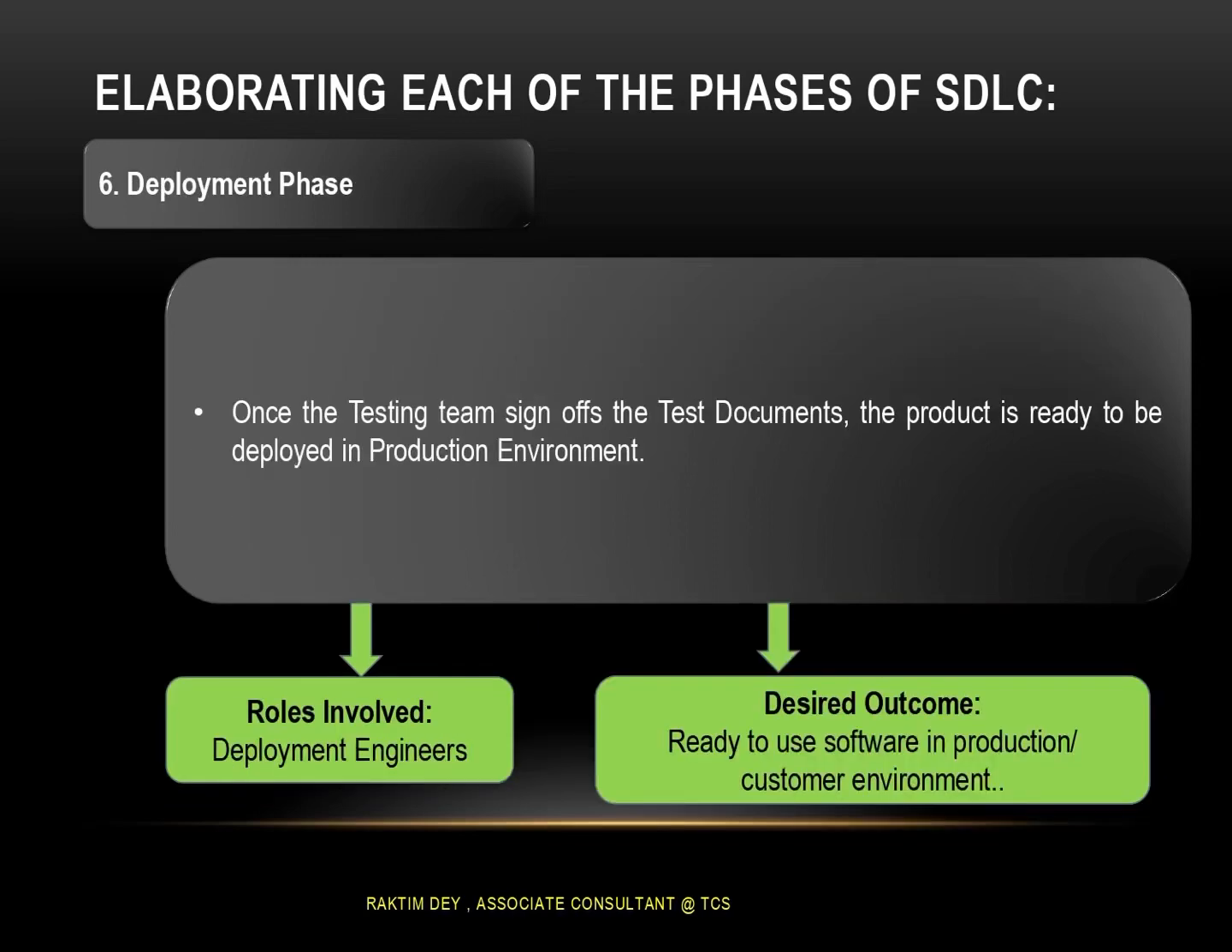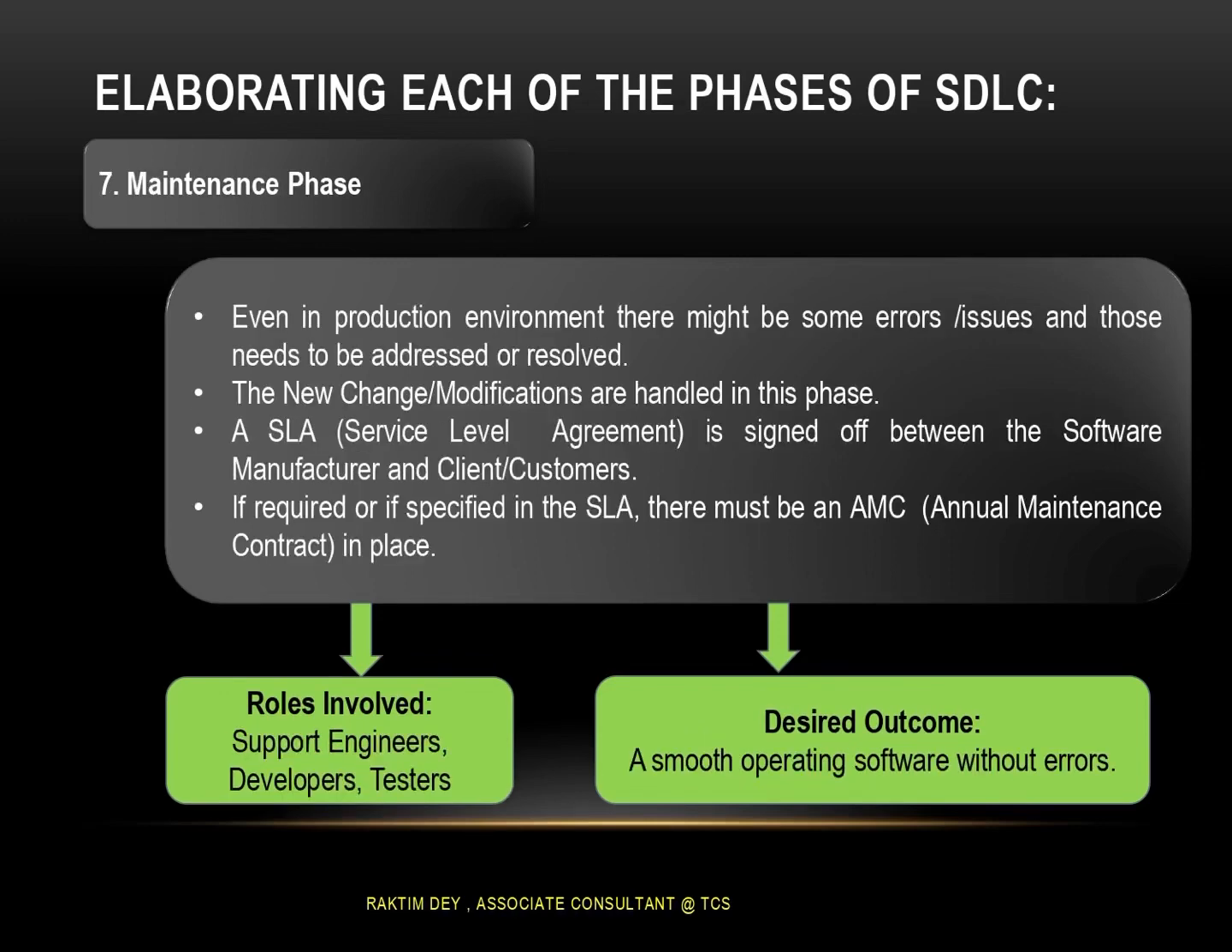The sixth phase of the SDLC is the deployment phase. Once the test team signs off the test document, the product is ready to be deployed in the production environment. The role involved here is deployment engineers and the desired outcome is ready-to-use software in the production or customer environment.